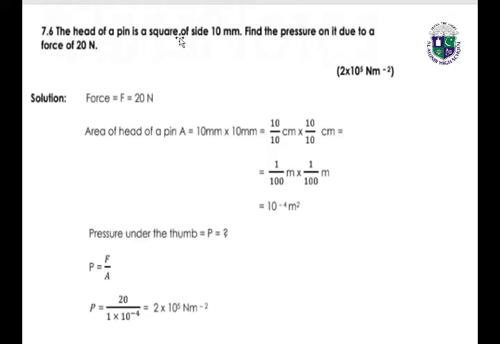The head of a pin is square of side 10 millimeter. Find the pressure. Force is also given, 20 newtons. So 20 newtons is the force. Area of the head of a pin is, we can convert it into meters easily. We have to find out the pressure. With the same formula we will find out the pressure.